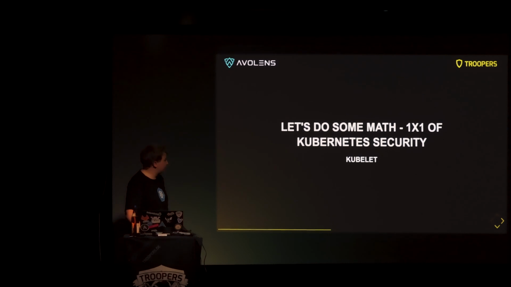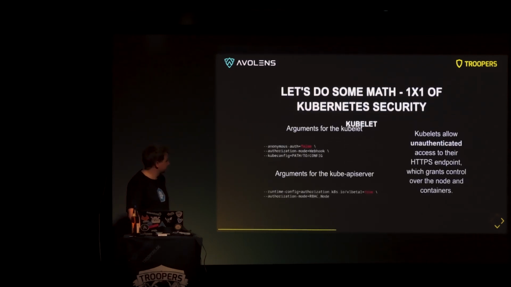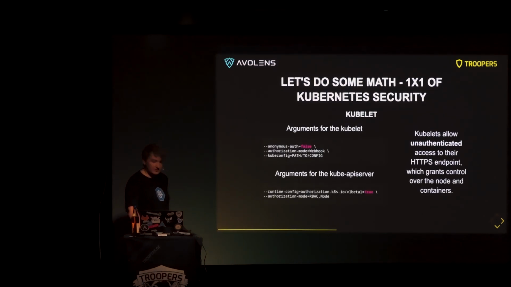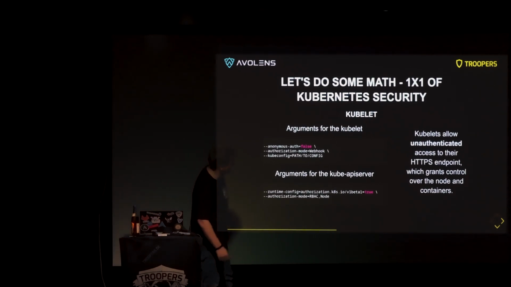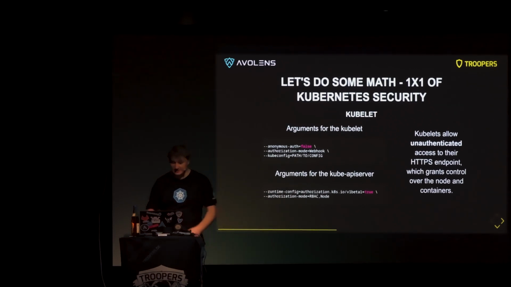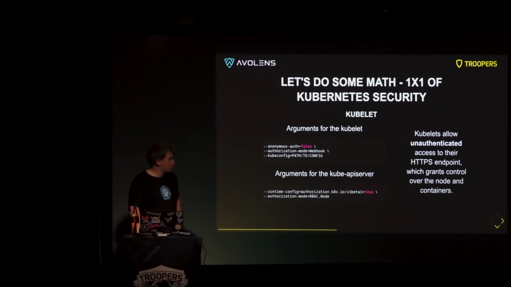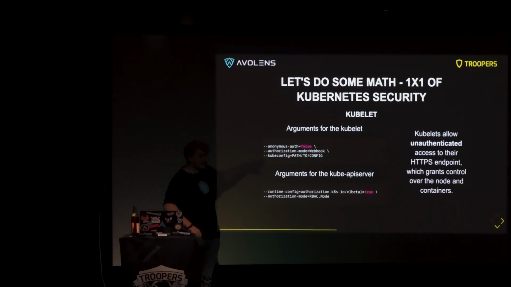So let's go on with the kubelet. The kubelet is, as I said, the primary node agent, and by default, as it also says in the Kubernetes documentation, it allows unauthenticated access to its HTTPS endpoint, which grants control over the node and containers. Normally, by default, it is getting better with time. What we are currently seeing is if you deploy a vanilla Kubernetes now, it has these configurations set.